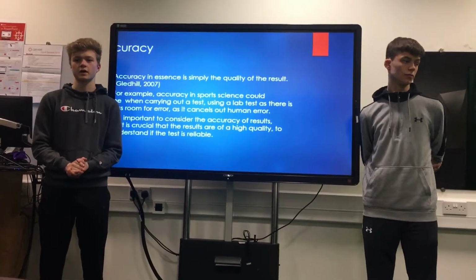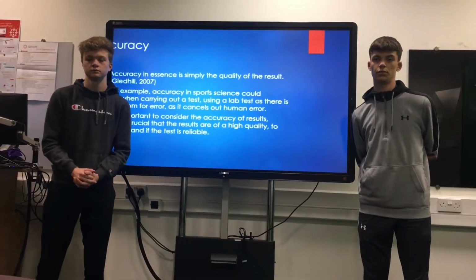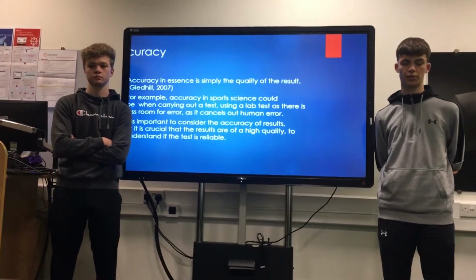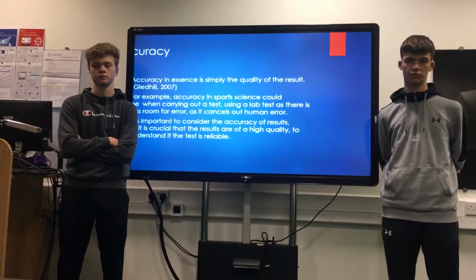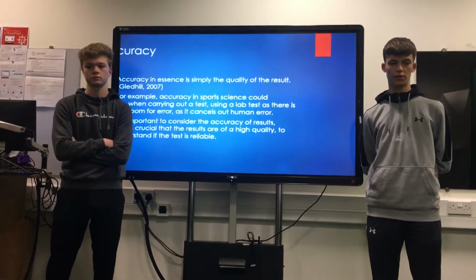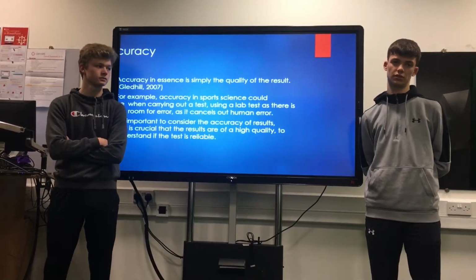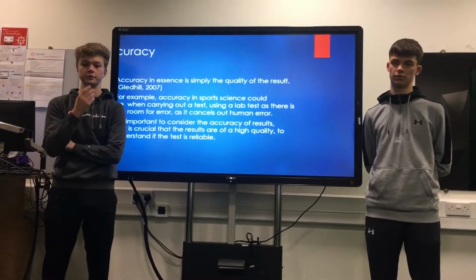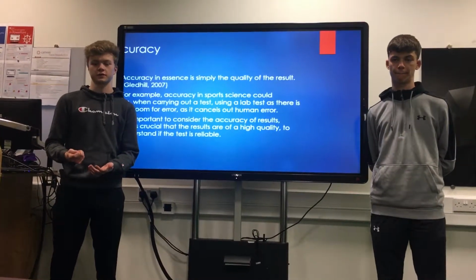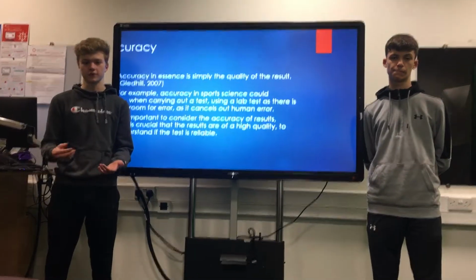Accuracy is defined by Gledhill as the quality of the result. An example of accuracy in sports would be when carrying out a test in a lab compared to carrying out a test in a field, as there is less room for error in it. It cancels out a lot of opportunity for human error, as where there would be in the field, as it's tested by an assessor rather than equipment. It is important to consider the accuracy of results, as it is crucial to whether a test should be used, because if it's not accurate, the test is incorrect.